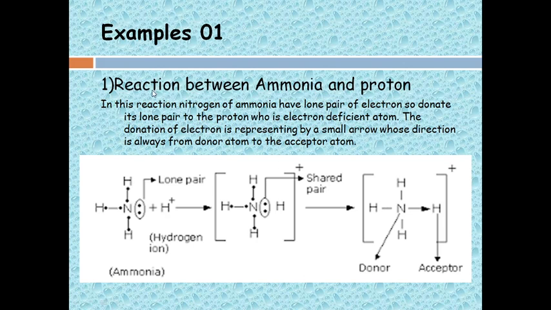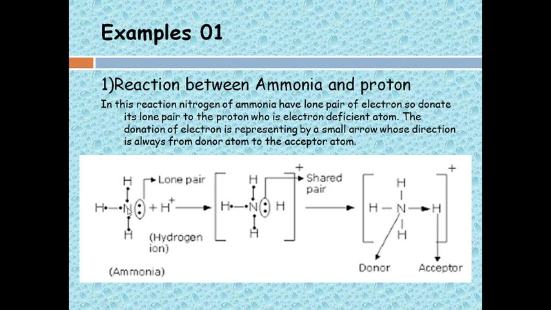Examples. Let us explain the reaction between ammonia and proton. In this reaction, nitrogen of ammonia has a lone pair of electrons, so it donates its lone pair to the proton, which is an electron deficient atom. The donation of electrons is represented by a small arrow whose direction is always from donor atom to acceptor atom. Look at this example.